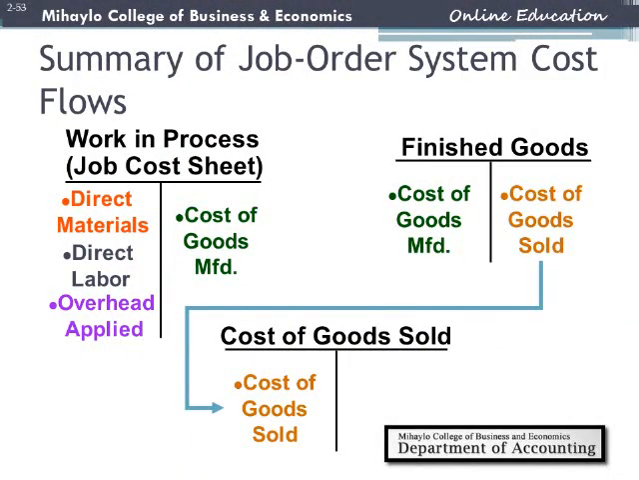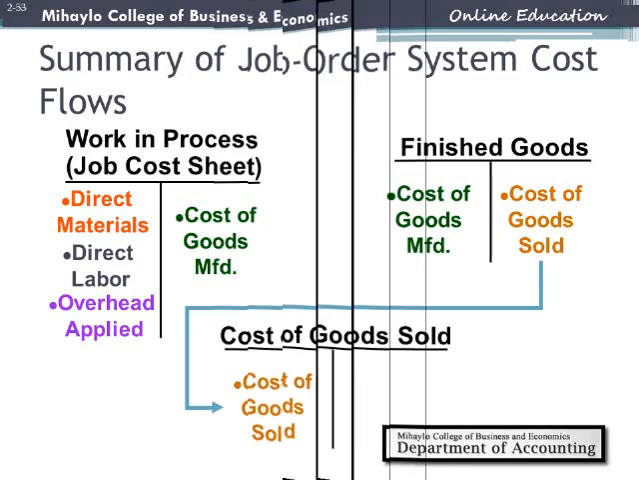When a finished job is sold to the customer, the cost of that job is transferred from finished goods inventory to cost of goods sold. Recall that cost of goods sold is an income statement account. If only a portion of the units associated with a particular job are shipped, then the unit cost figure from the job cost sheet is used to determine the amount of the journal entry.